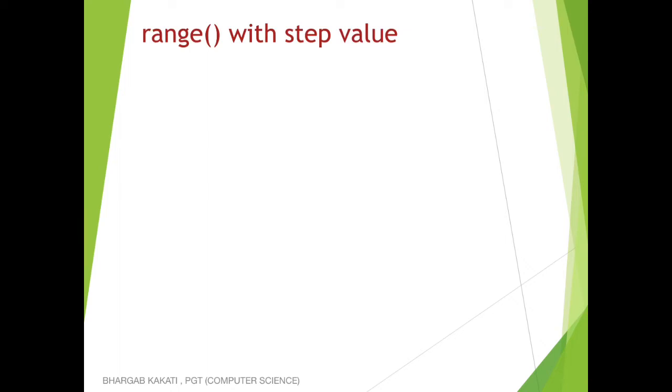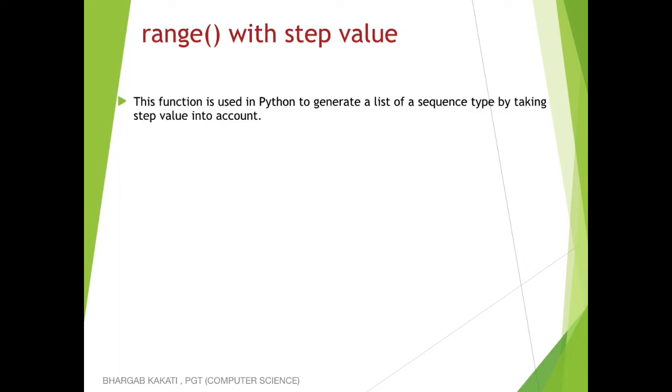If we want to skip certain values in between, then we will take the help of step value. So this function is used in Python to generate a list of a sequence type by taking step value into account. When is the step value used? Step value is used if you want to skip certain values while dealing with the range function. What is the syntax of this? The syntax is range, lower limit, upper limit, step.